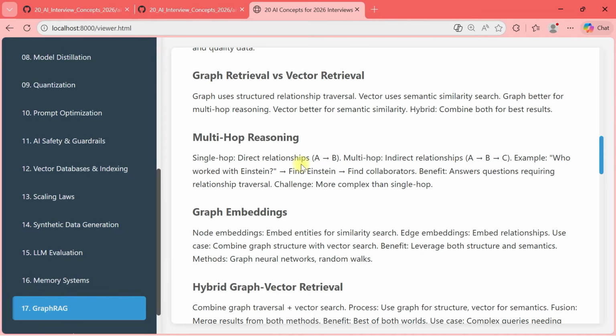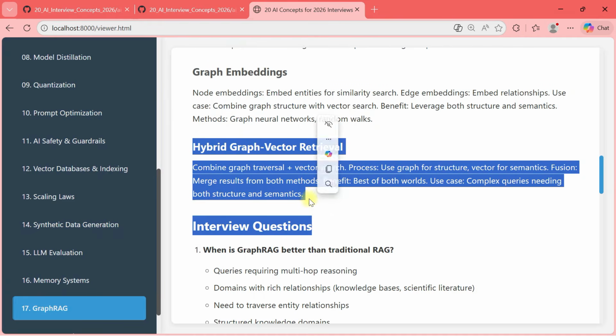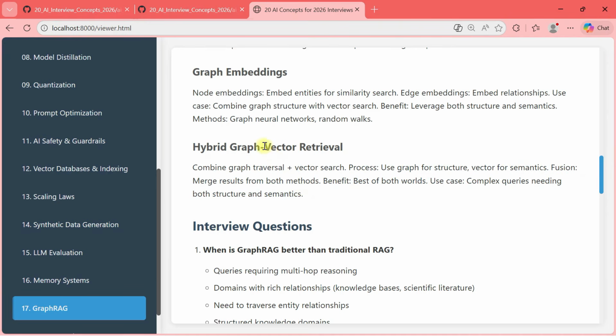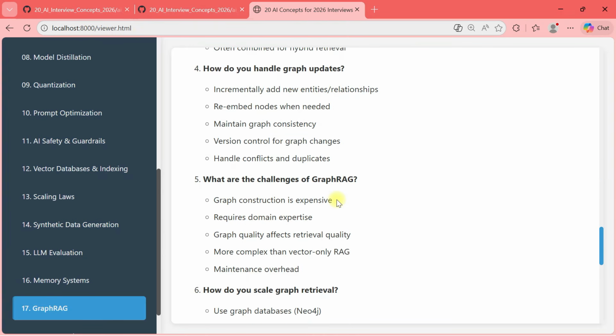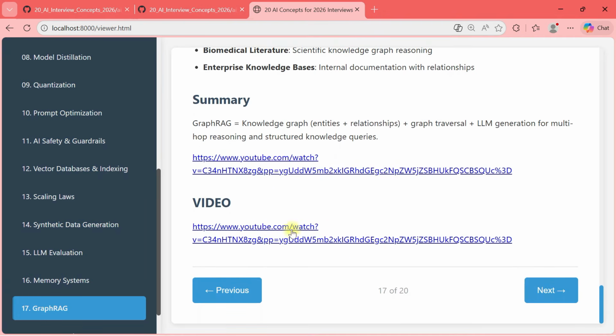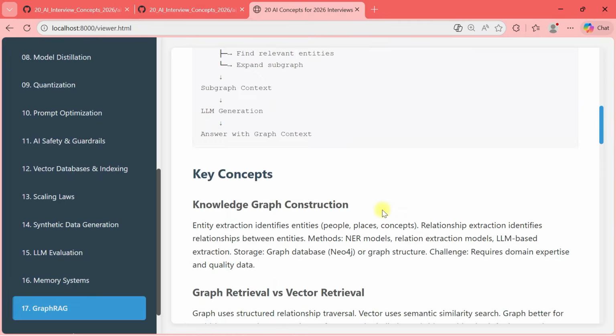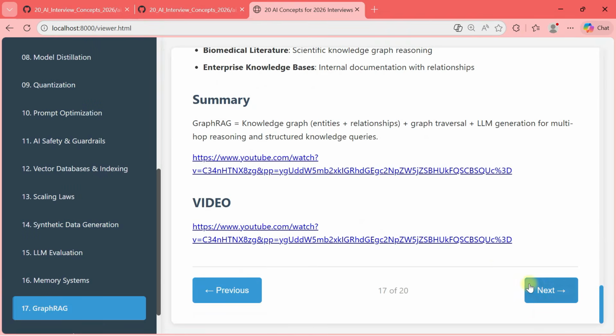So multi-hop reasoning. And then graph embedding is basically node embedding happens. Then for graph you can use, and vector method also you can use, and you can go for hybrid. So that is your graph RAG or graph databases, okay. Please watch this video, guys. This is a very important video for this topic. It's not very difficult to understand. You can easily understand this topic, okay.